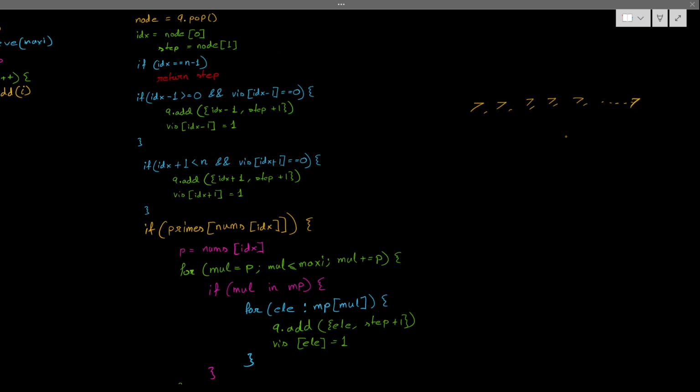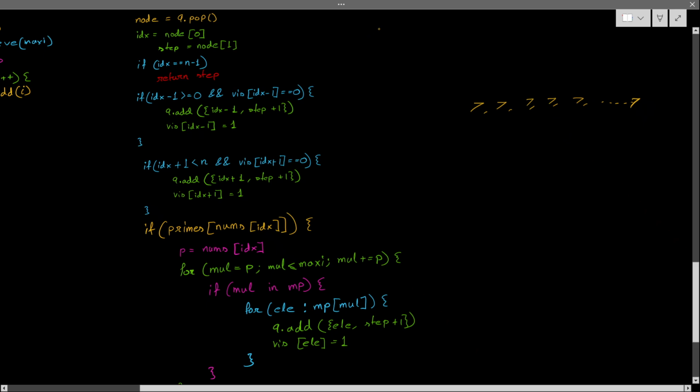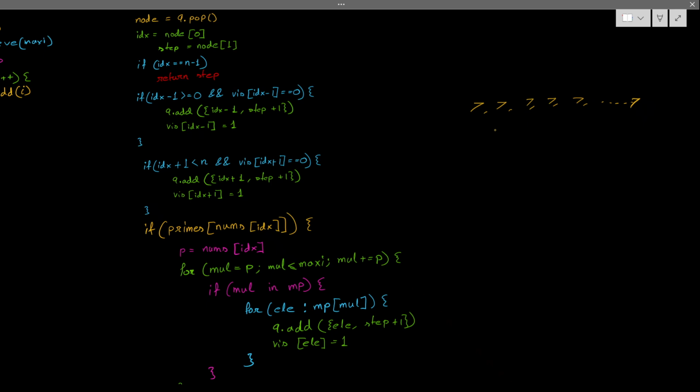Assume this is the case: there are multiple 7s present. If I do the BFS, it is 7, 7, 7, 7, 7, and each and everything is connected. This is a special kind of graph, known as a complete graph. So this is a complete graph.